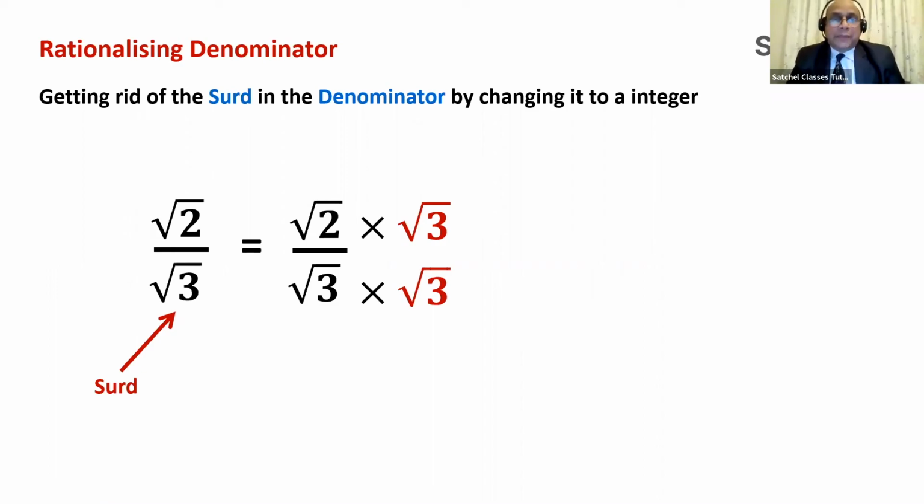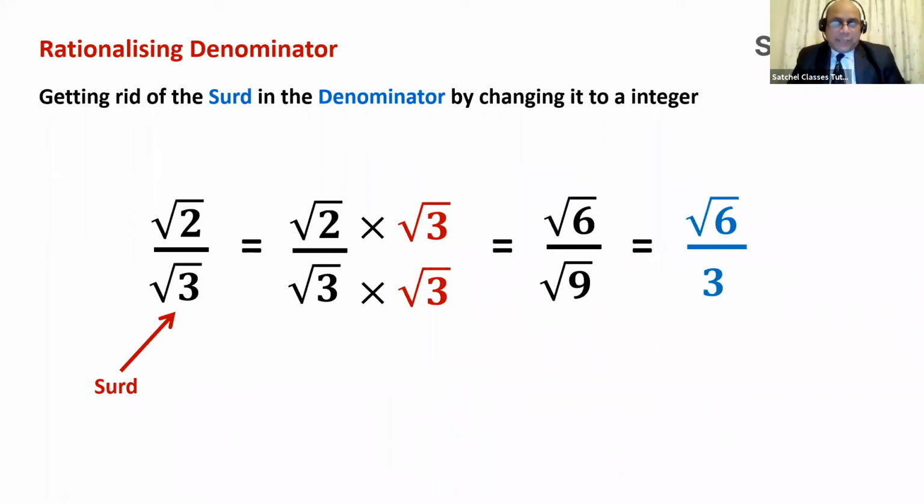So what do we get? Numerator, as you can see, square root of 2 times square root of 3 is square root of 6. And the denominator, square root of 3 times square root of 3 is square root of 9. What is square root of 9? Okay, that's not a surd, it's 3, right? Square root of 9 is 3 because 9 is a square number. So your final answer is square root of 6 divided by 3. So we have completely rationalized the denominator. How? Look, the denominator is no longer a surd. It's an integer, right? So that's what we did.